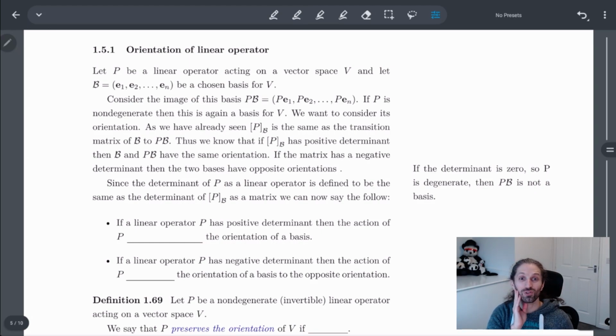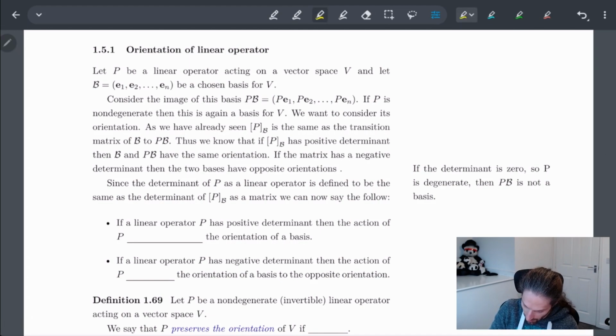Hiya! So in this video, we're going to be talking about orientations of a linear operator in particular. So we're going to start off with some linear operator P, and it's going to be acting on a vector space V. And we're going to let B be some chosen basis for our vector space V.